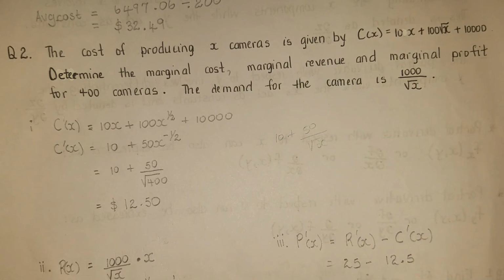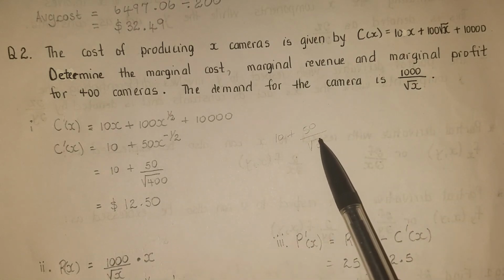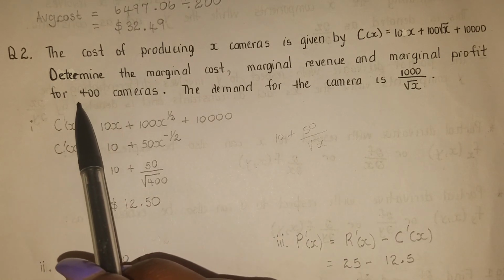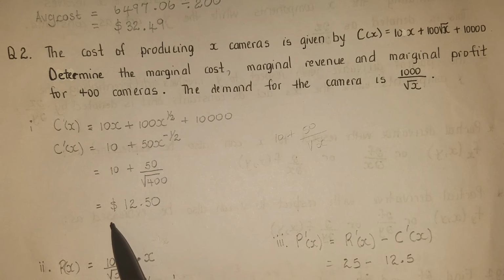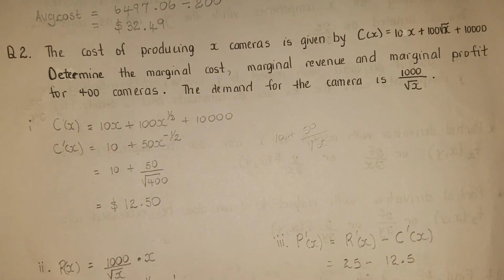So to find the marginal cost, we will simply plug in 400 because there are 400 cameras, 400 in place of x, and that gives us an answer of $12.50.